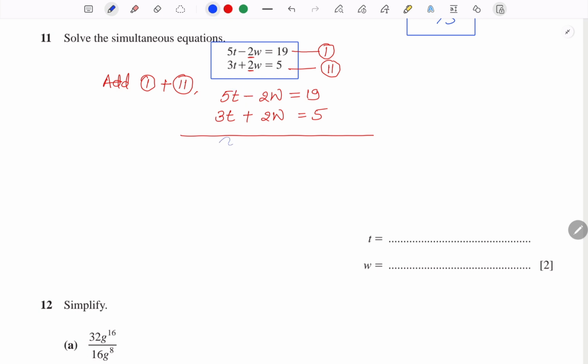5t plus 3t, this will give me 8t. And this part will get cancelled out because minus 2 and plus 2 will give you a 0. Here it will be equal to 19 plus 5 will give you 24. Okay. Now from here I can write 8t is equal to 24. t will be equal to 24 divided by 8 and it will leave you with 3. So I have already calculated the value of t. Now the second variable is w and I will calculate the value of w.